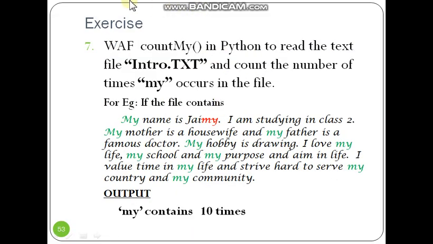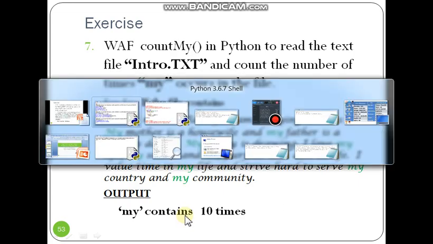That is to write a function to read the file intro.txt and count the number of times my occurs in the file. If this is the content of that file, then my is there 10 times, including the small letter and the capital letter. But look at this, Jamie contains my, but that is not a single word. So we need to avoid these types of my. The single word my needs to be counted. So let's see the program for that.